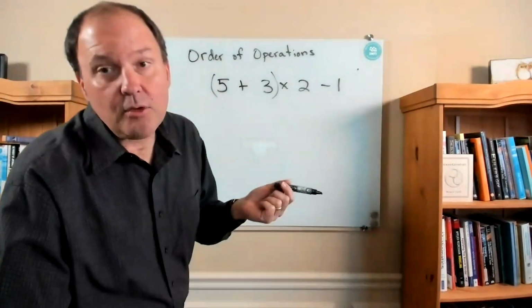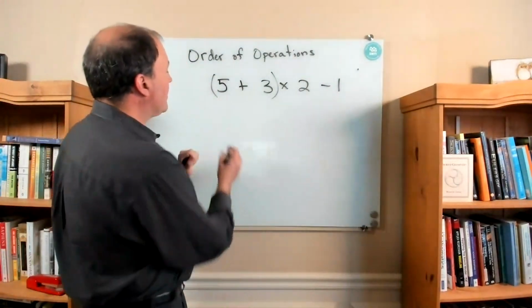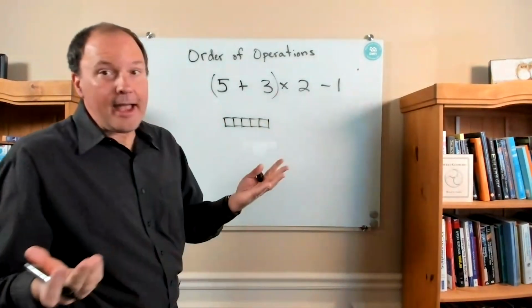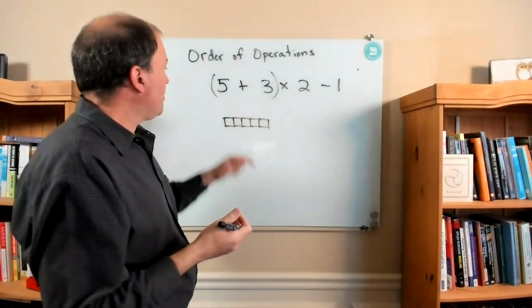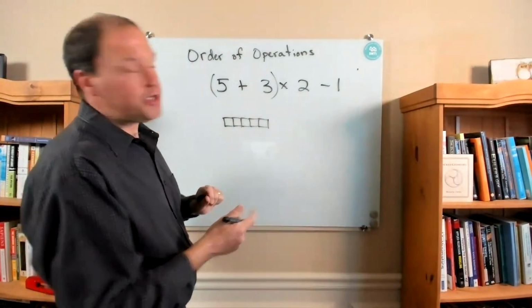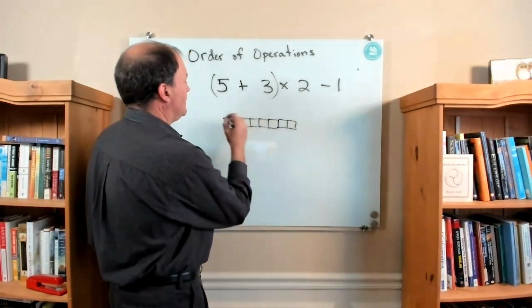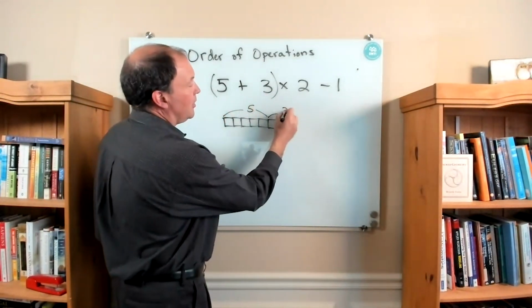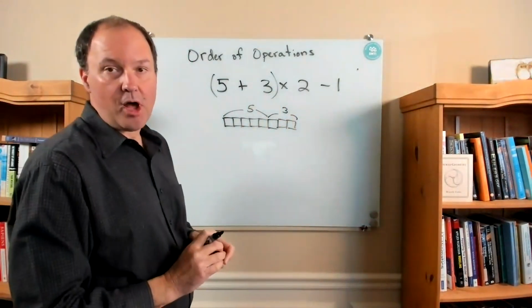So now, sticking with the rows of chairs, maybe we're going to have a row of 5 chairs. And then we need an aisle or something in our row. Who knows? Because then we're going to add 3 more chairs onto that row. So we have our original 5 plus our 3 chairs in the model.